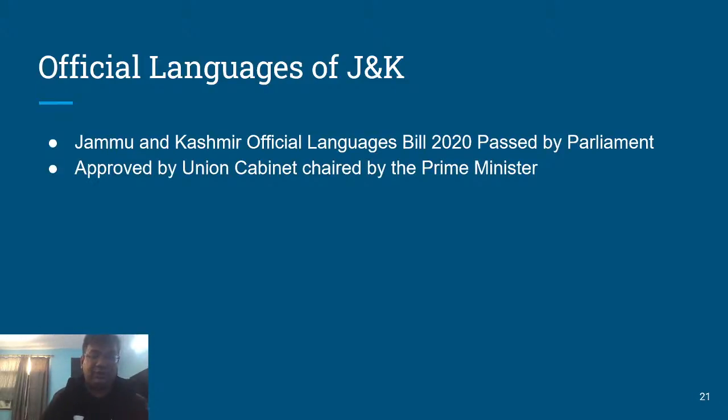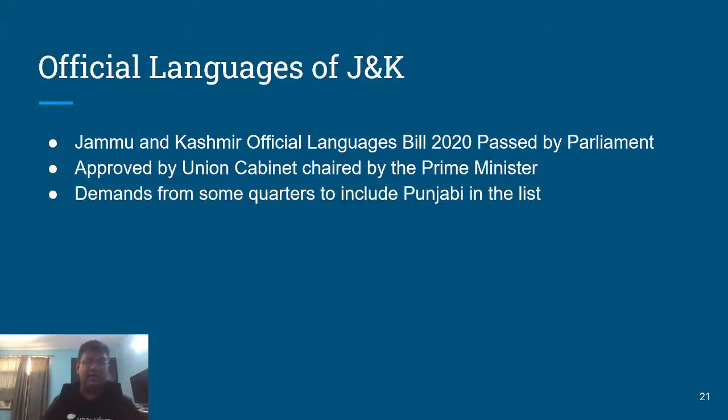This was approved by the Union Cabinet, which was chaired by the Prime Minister. The Prime Minister need not chair all Union Cabinets, but this particular one he himself was heading. There are certain demands from some quarters to also include Punjabi in the list. So, five languages were approved. Punjabi is not one of them. There have been some disagreements because Punjabi is a language spoken along some of the border areas, but right now it is not included.